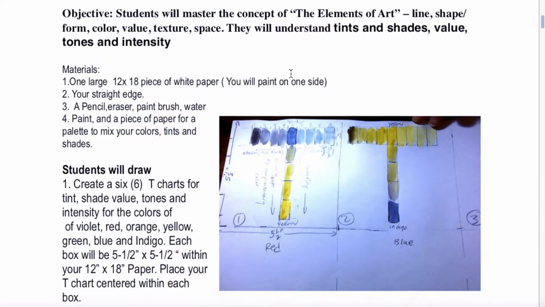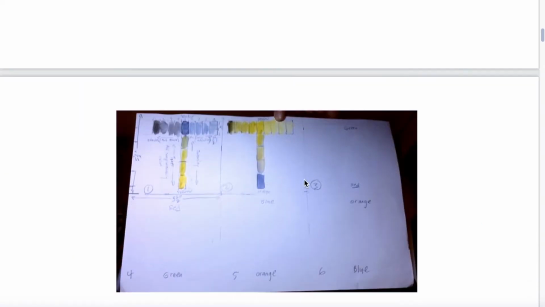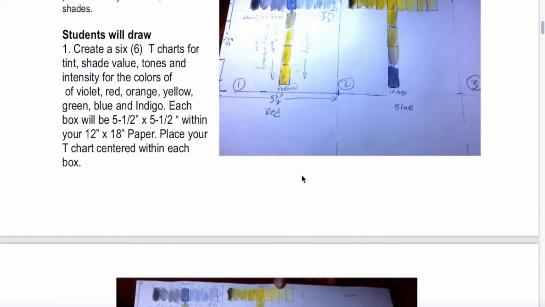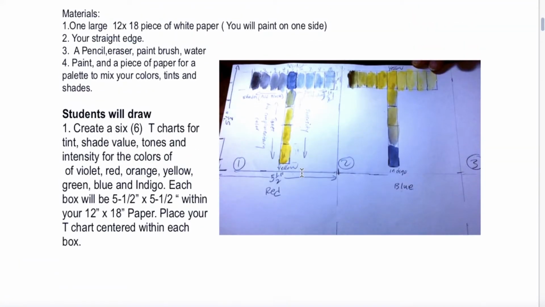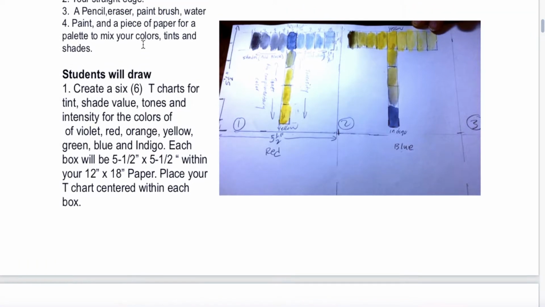So here you have a large sheet of paper. If you look at it, this is a large sheet of paper. It's 12 by 18. And you've got your straight edge that you already made yesterday or the day before. And you will draw, you are creating 6 T-charts for tint, shade, value, tones, intensity for the colors of violet, red, orange, yellow, green, blue, and indigo.